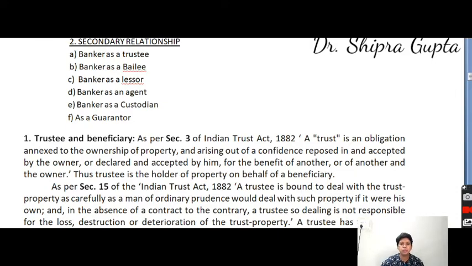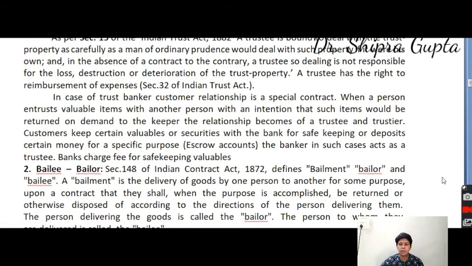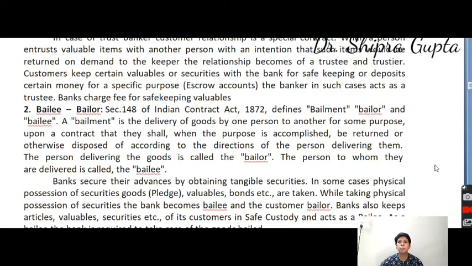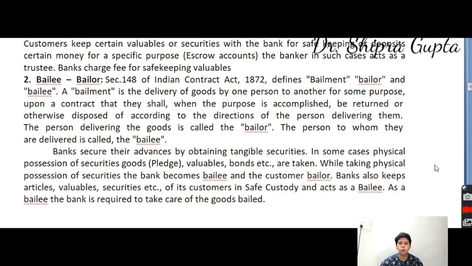Then the second type of secondary relationship: banker as a bailee and customer as a bailor. How is it created? Section 148 of the Indian Contract Act 1872 defines bailment, bailor and bailee. A bailment is the delivery of goods by one person to another for some purpose, upon a contract that they shall, when the purpose is accomplished, be returned or otherwise disposed of according to the directions of the person delivering them. The person delivering the goods is called the bailor. The person to whom they are delivered is called the bailee.